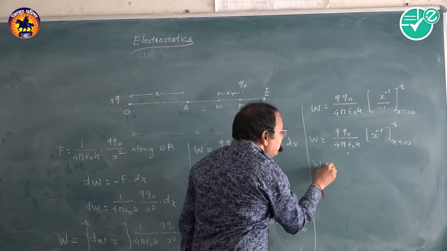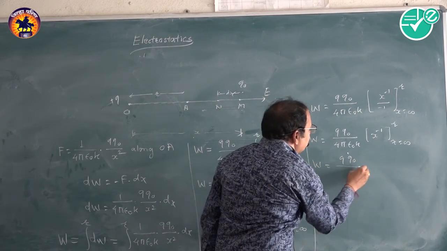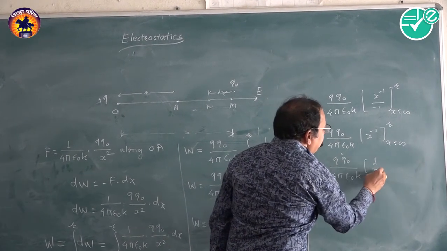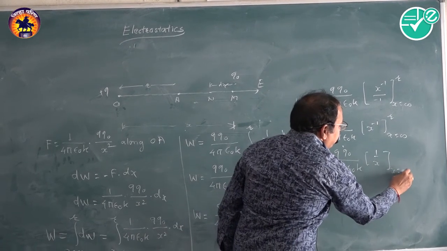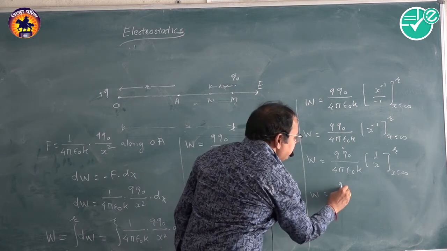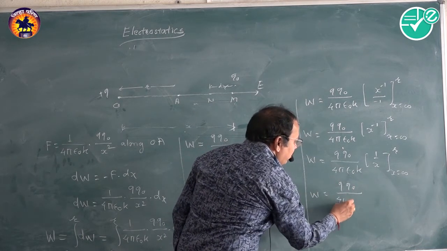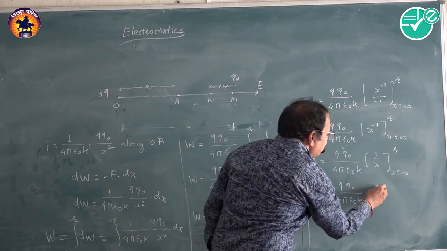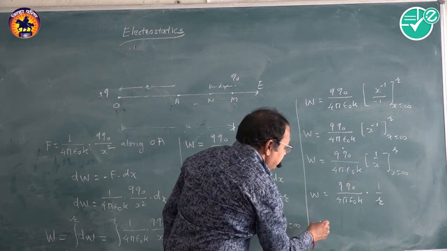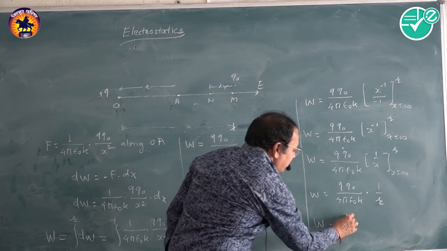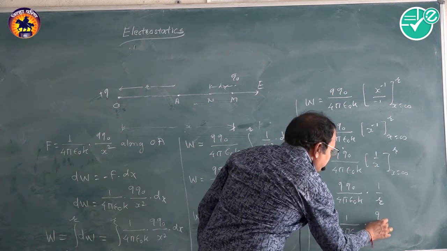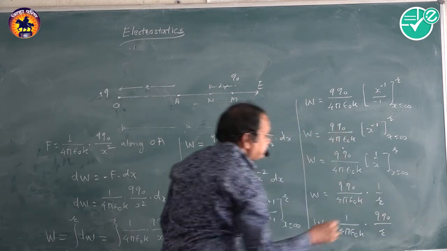Again W equals q naught upon 4 pi epsilon 0 K into 1 upon x, from x equal to infinity to R. Since x is equal to R, we get W equals q naught upon 4 pi epsilon 0 K into 1 upon R. Here we can easily say that W equals 1 upon 4 pi epsilon 0 K into q naught upon R.